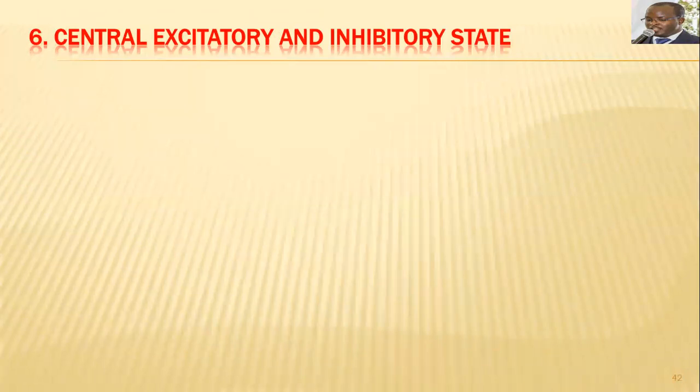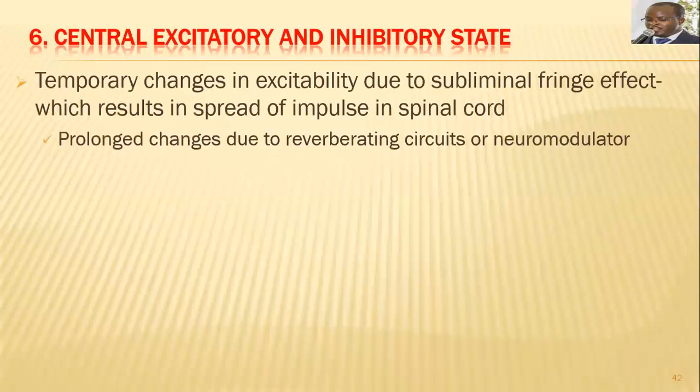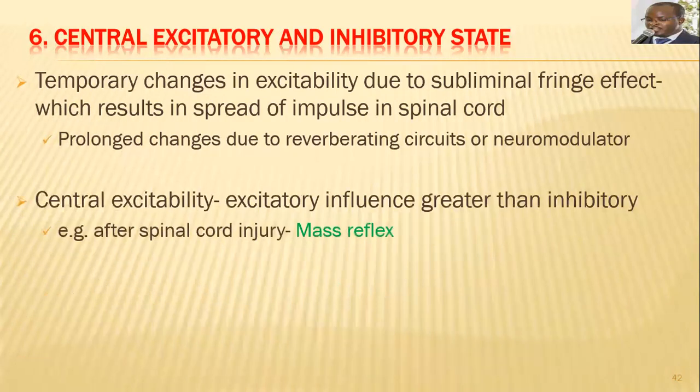Going to number six, central excitatory and inhibitory state. Temporary changes in excitability are due to the subliminal fringe effect, which results in spread of impulse in the spinal cord. Prolonged changes are due to reverberating circuits or neuromodulators that are involved.